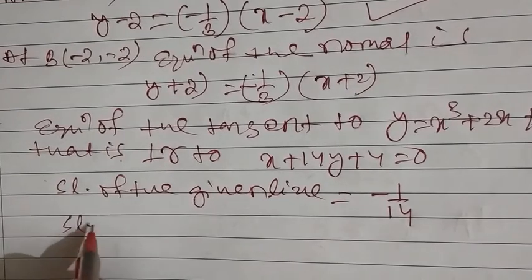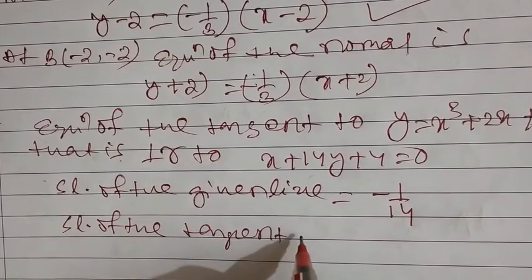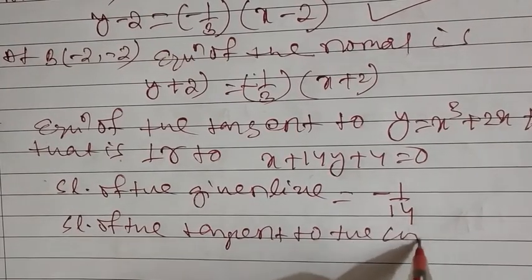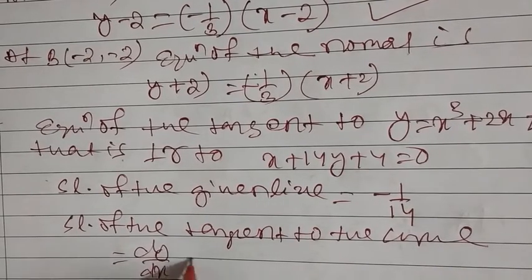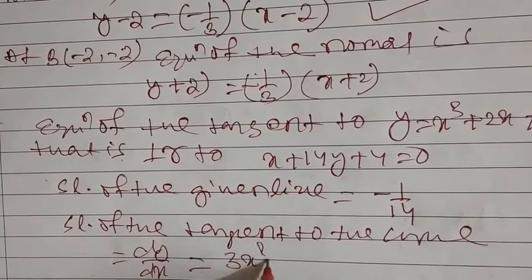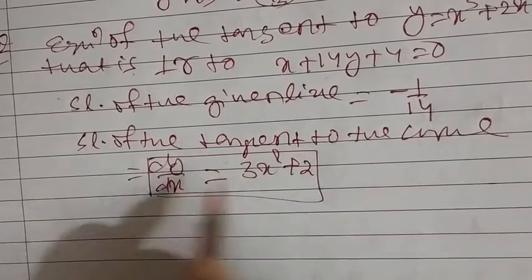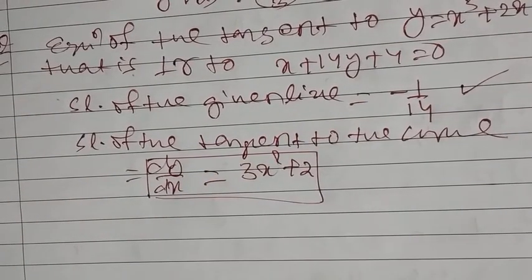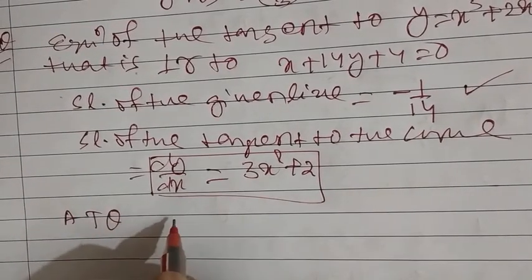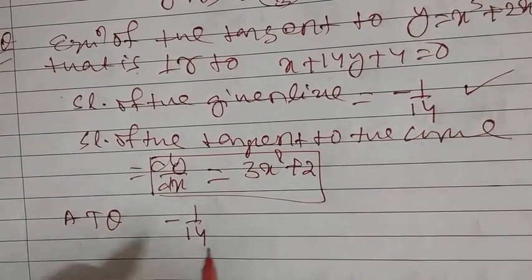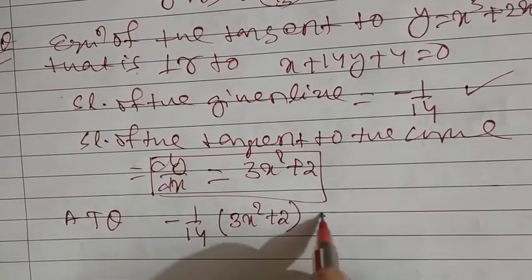Okay. Slope of the tangent to the curve, that is dy by dx. निकालो 3x square plus 2. Now tangent is perpendicular to the line, means m1 m2 is minus 1. m1 is minus 1 by 14. m2 is 3x square plus 2, that is minus 1.